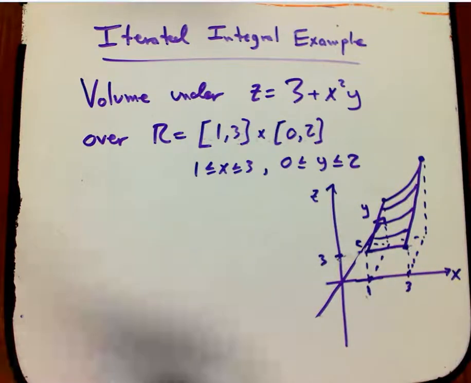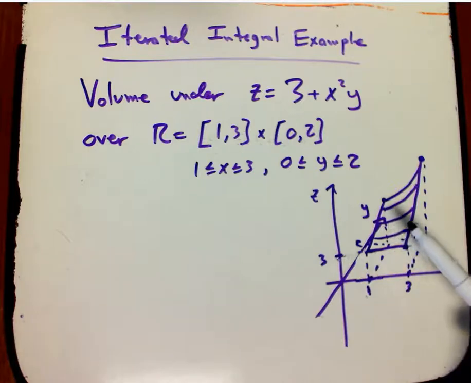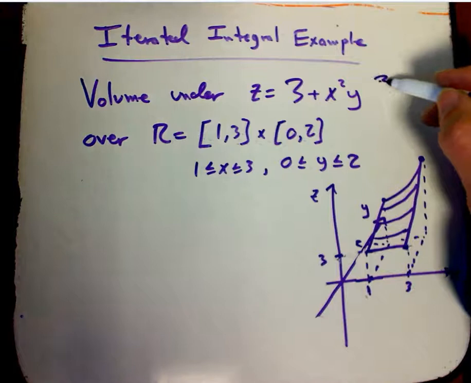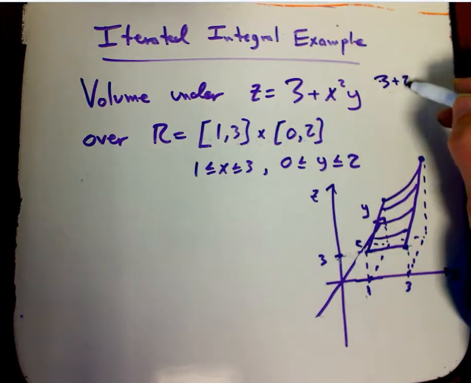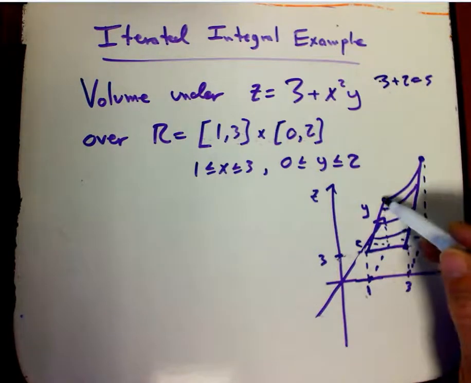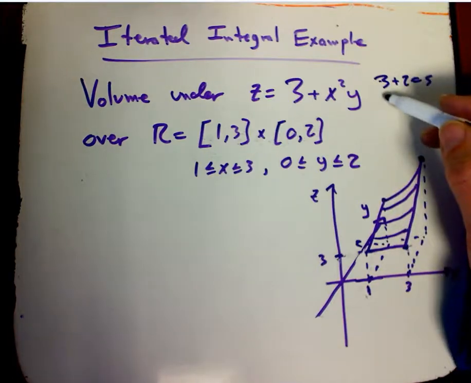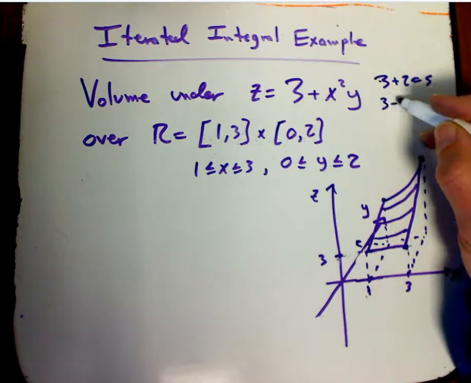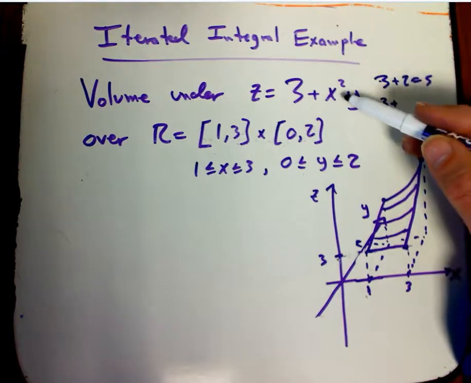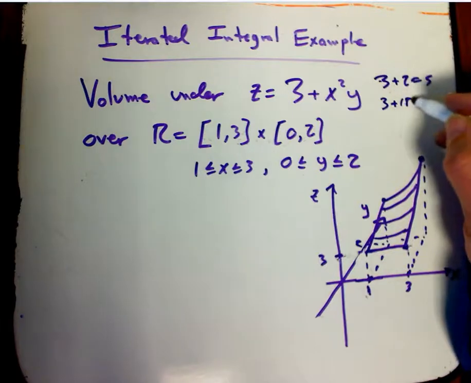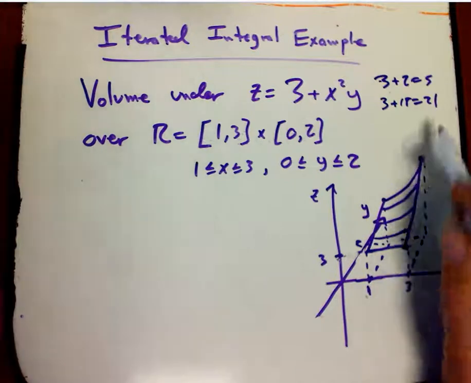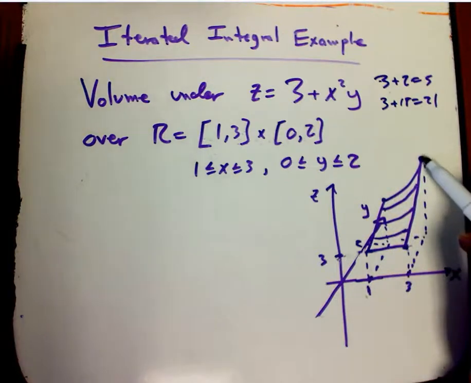And let's get that out of the way. When x is 1 and y is 2, you're going to get 3 plus 1 squared times 2. 3 plus 2 is 5. So it goes up a bit to here. I'm trying to indicate it's going up a bit. And then when x is 3 and y is 2, that's going to be quite a bit bigger. It's 3 plus 9 times 2, plus 18, is 21. So I kind of downsized a little bit. It's really a bit more extreme. This is rather higher in reality.